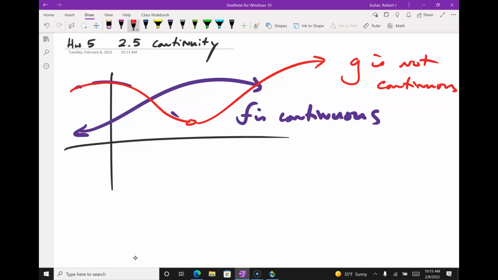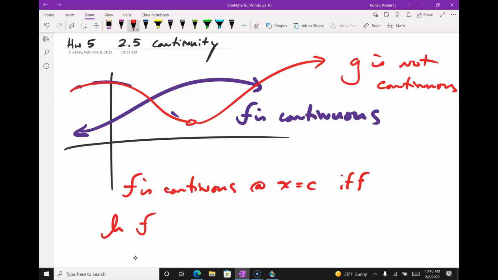Right? So continuity is simple. I need to be able to fill in the hole. Right? So we'll say that F is continuous at x equals c if and only if, meaning this is the definition of it. What I'm saying leads to my next line, and my next line leads to the first line, right? The limit as x goes to c of f of x is f of c, and that's a real number.